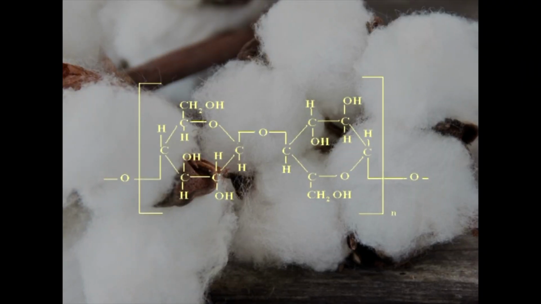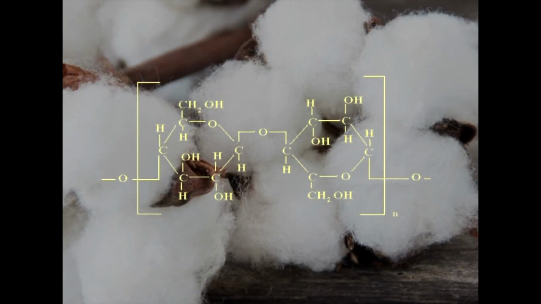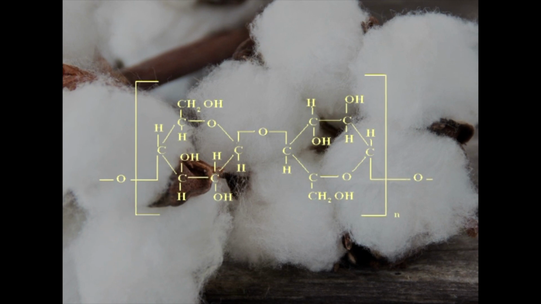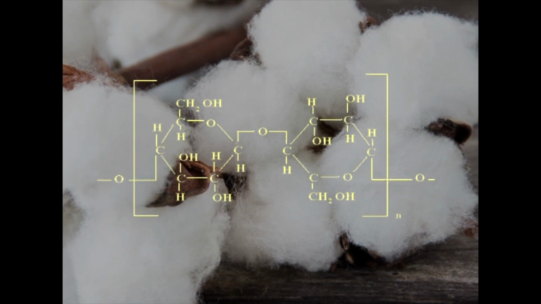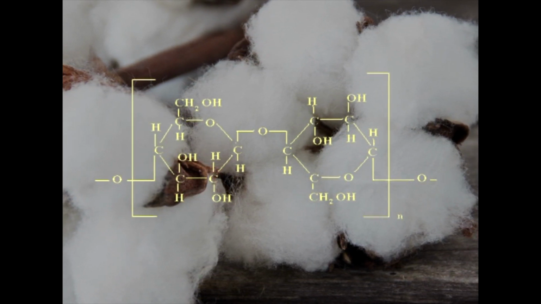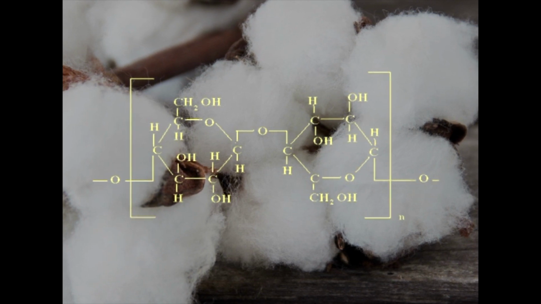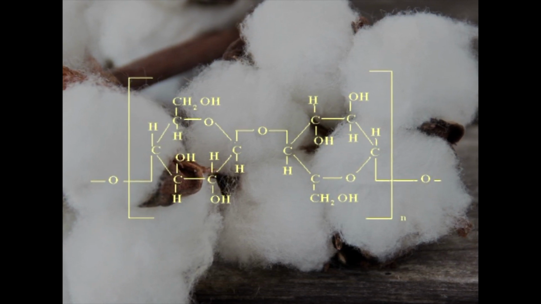When you take the cellulose content in this material, it is around 65 to 70% crystalline, that means molecules are formed in the form of crystals, and only around 30 to 35% is amorphous.